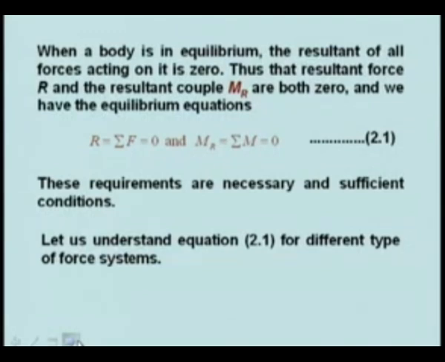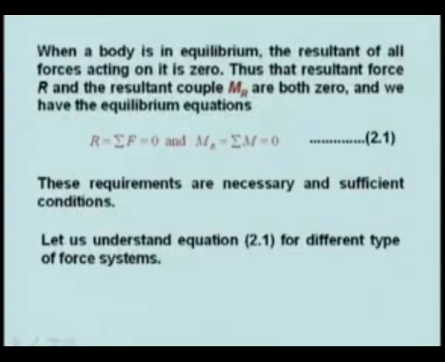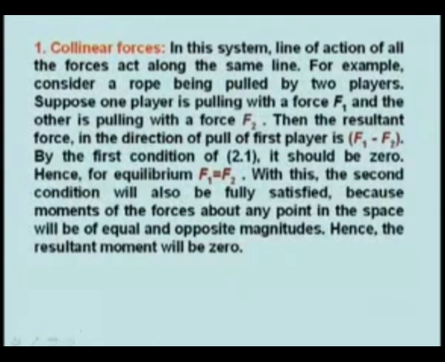That this is necessary, that means if R is 0 and the moment is 0, then the body has to be in equilibrium. That means these conditions are also sufficient; we do not require any other condition. Let us understand equation 2.1 for different types of force systems, what type of forces can act on the body.